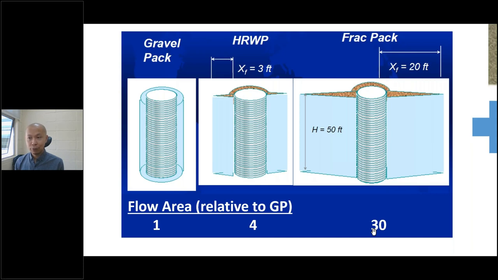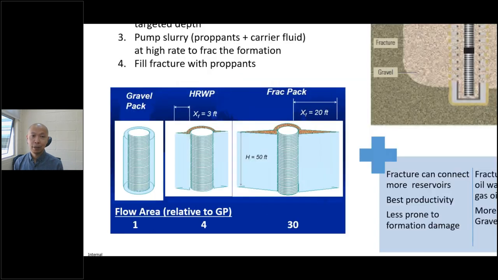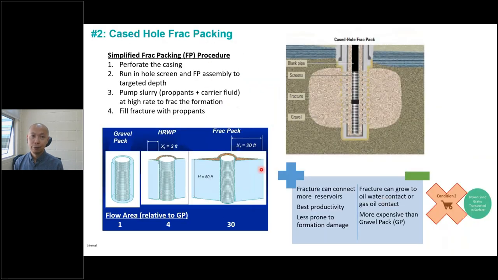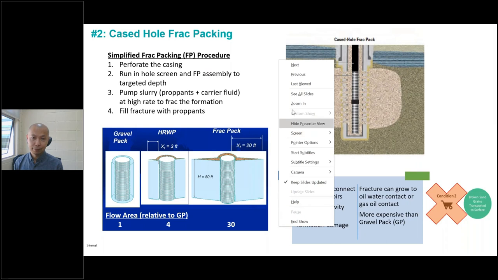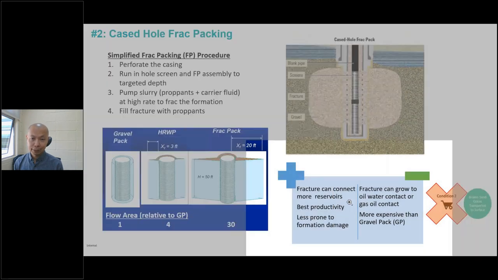So how will that impact? What will be the benefit of having a higher flow area? Higher flow area means lower restriction to the flow. With lower restriction to the flow, lower pressure drop, higher production. So you can expect a lot higher production with frac packing compared to gravel pack. Okay, let's go to the plus and minus.